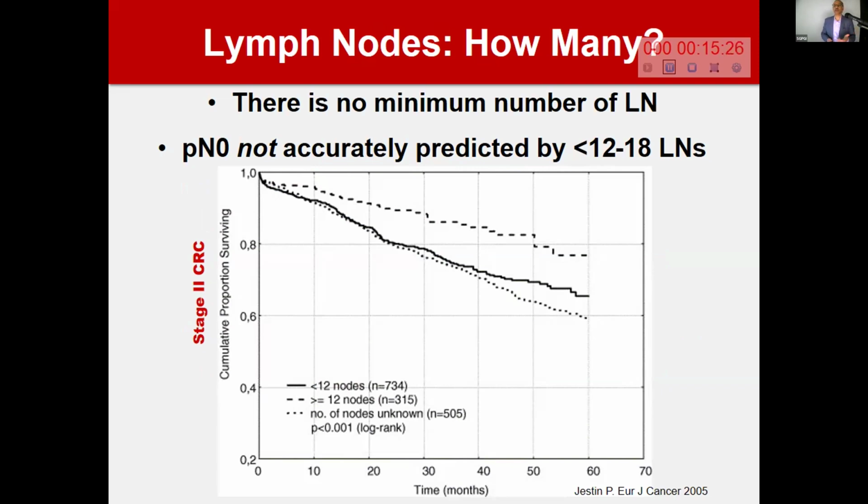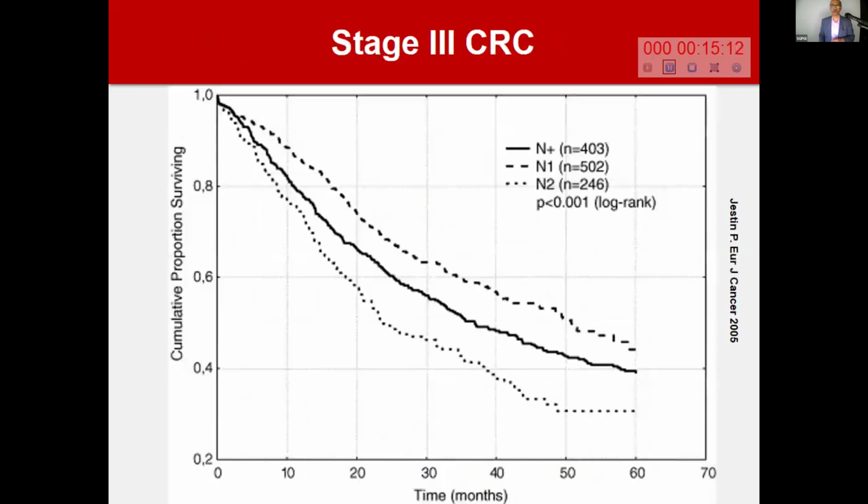Because it was shown in early studies that the colectomy specimens that had less than 12 nodes examined, those patients tend to do poorly, and they tended to do poorly because they were not properly staged. So it's nothing to do with the tumor, it has to do with pathologic examination of the colectomy.